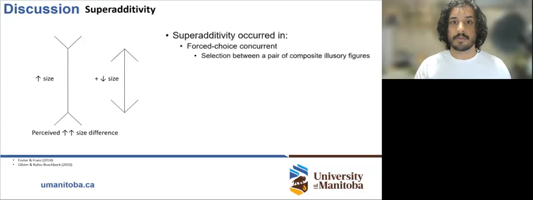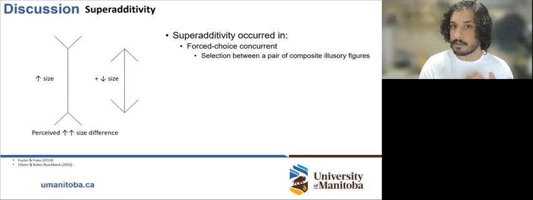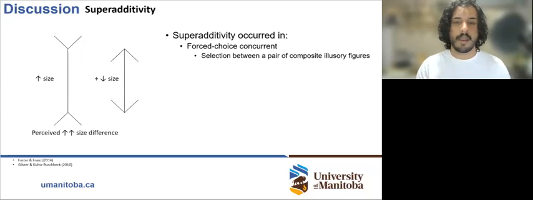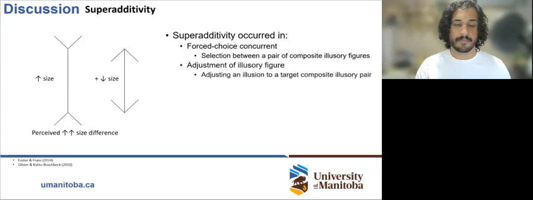As the wings out Müller-Lyer figure produces an illusory elongating effect, superadditivity further lengthened the figure, influencing participants to consider it as the longer of the pair. In the adjustment tasks, superadditivity was not present when participants adjusted a vertical line to a target Müller-Lyer figure, but was present when they adjusted a composite illusory pair.